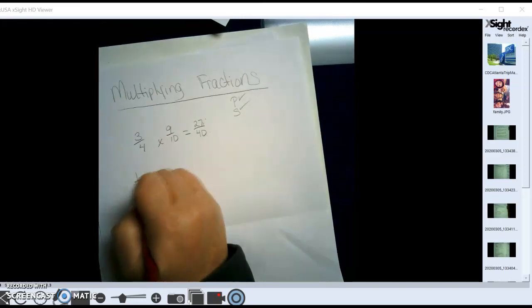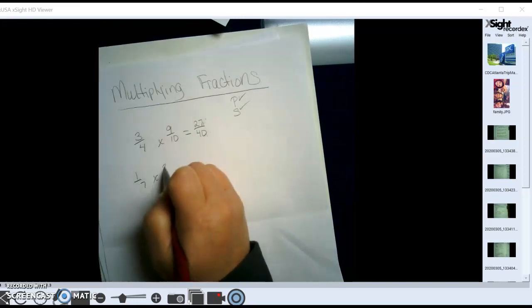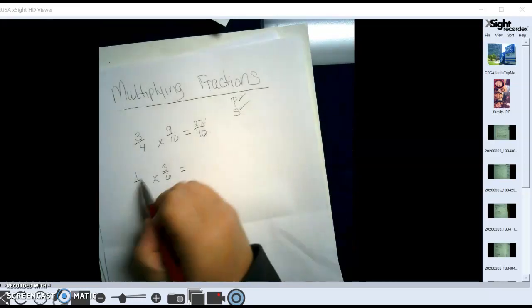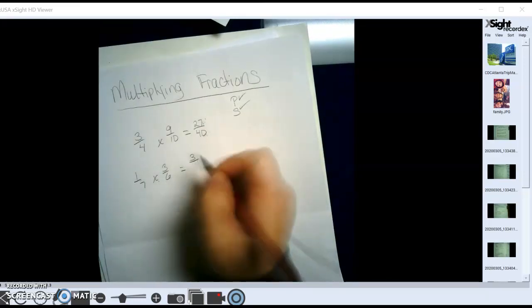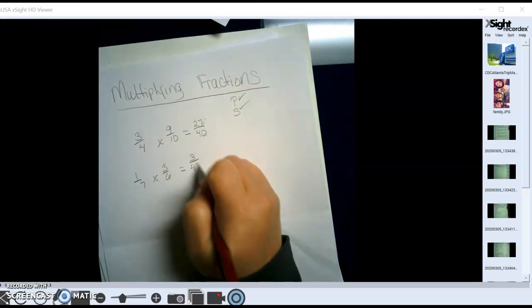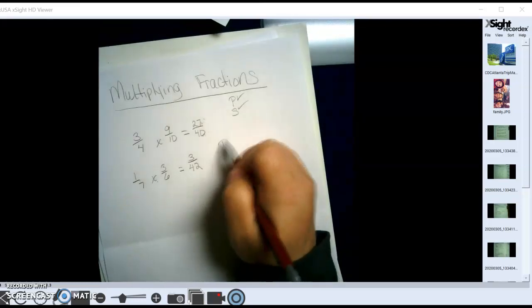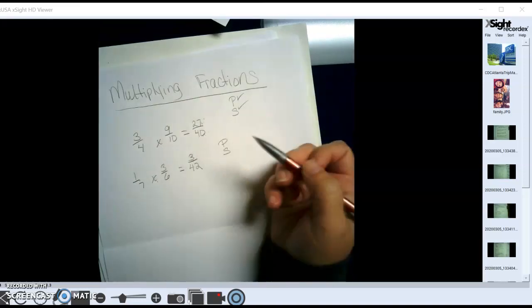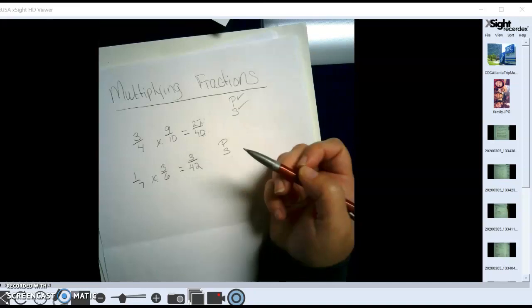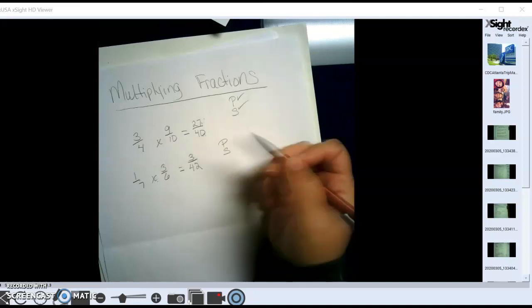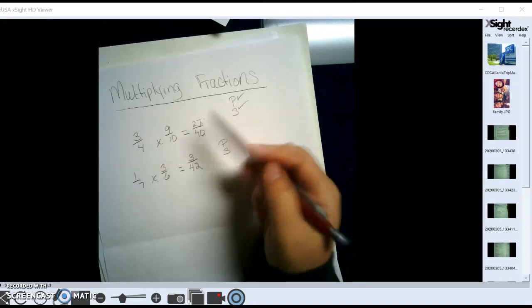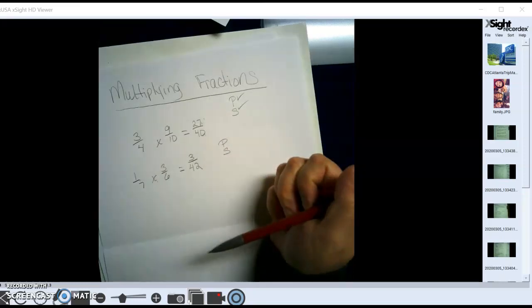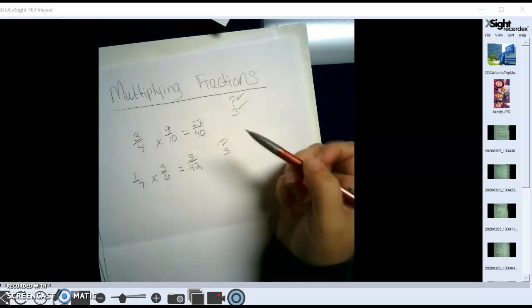How about this one? 1/7 times 3/6. 1/7 of 3/6. Well, I multiply across and I get 3. 7 times 6 is 42. And then I ask myself that same question. Is it proper and is it simplified? All right, well, it certainly is proper because 3 is less than 42. So now I think about the factors of 3. Well, I know 1 is a factor. Even if I do that, it's not going to help me any. It's going to remain the same.